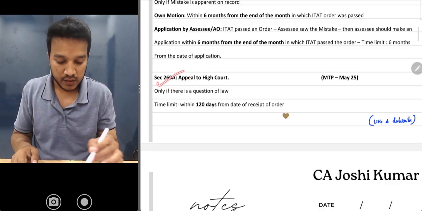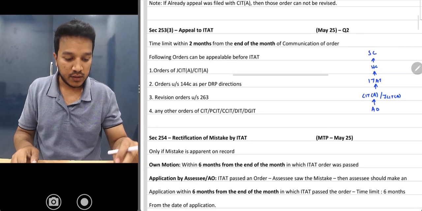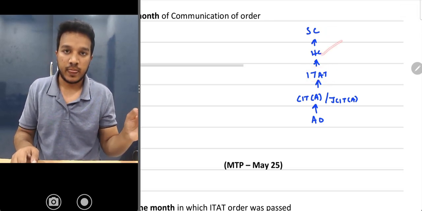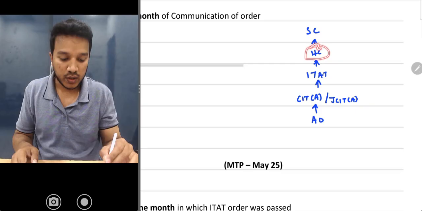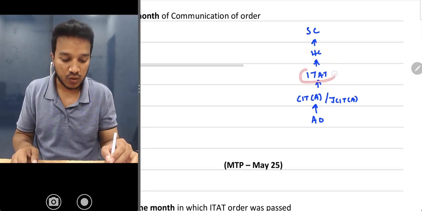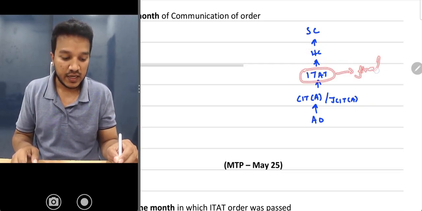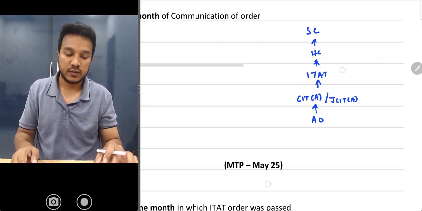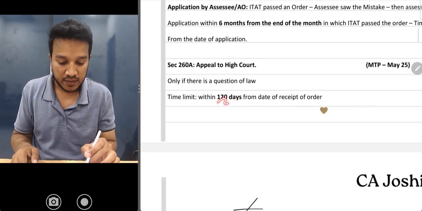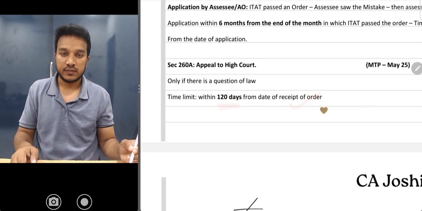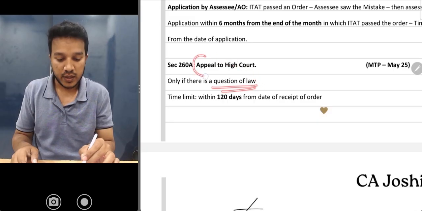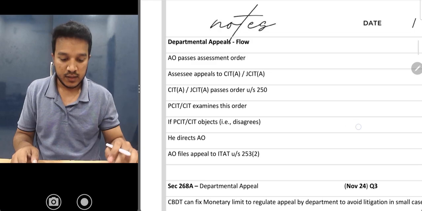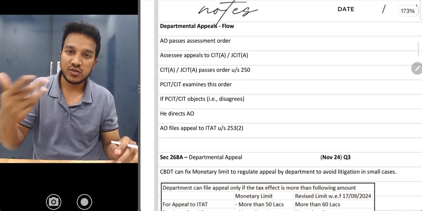Now section 260A, appeal to High Court. It's an important point here. See, if you are aggrieved by the orders of ITAT, you will go and appeal to High Court, provided it should be a question of law case. If it's a question of fact, whatever order ITAT has given is final. Only in case of question of law can you make an appeal. The time limit is within 120 days from the date of receipt of order. Done. Again an MTP question.